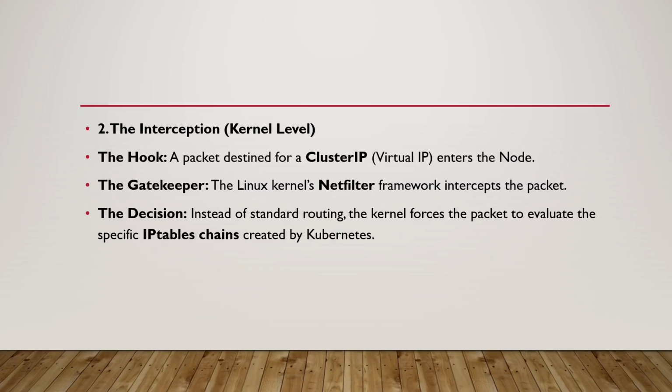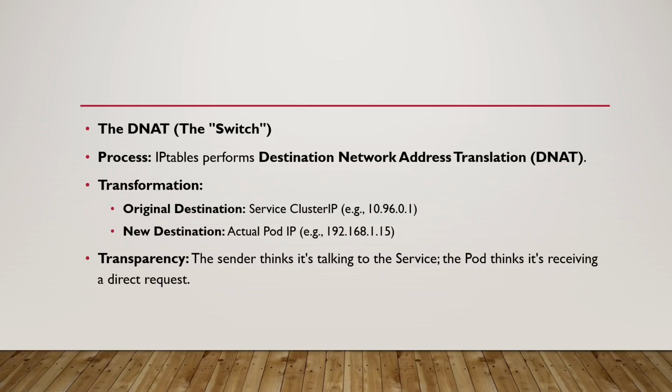Okay, so the second one is interception. It happens at kernel level. The hook is that a packet destined for a cluster IP, the virtual IP, enters the node, and the Linux kernel Netfilter framework works as a gatekeeper and intercepts the packets. The decision: instead of standard routing, the kernel forces the packet to evaluate the specific iptables chains created by Kubernetes.